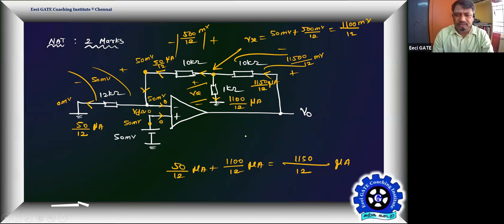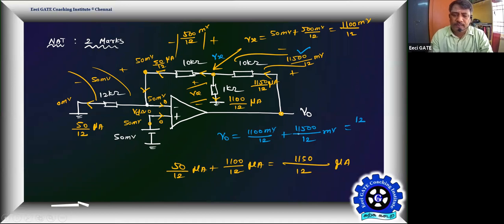Yes, almost the problem is nearing its end. The goal is to find out V naught. So let us comment on V naught. What is V naught? This potential is Vx and this potential drop is known. Then simply add the two, because the potential is rising. Therefore, I can say V naught is equal to Vx, which is 1100 millivolt by 12, plus this drop, 11500 by 12 millivolts. So the net is 12600 millivolt divided by 12, which is your V naught.